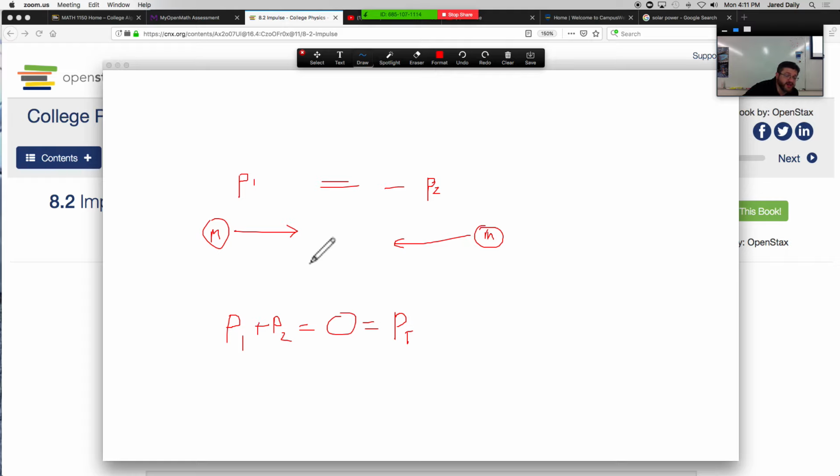But after they're done colliding, the momentum still has to be 0. So these are two options. Either they stopped in the middle, or they bounced off each other and went in opposite directions, so that the first ball now has the negative momentum and the second ball has the positive momentum. And they still cancel out. Right?